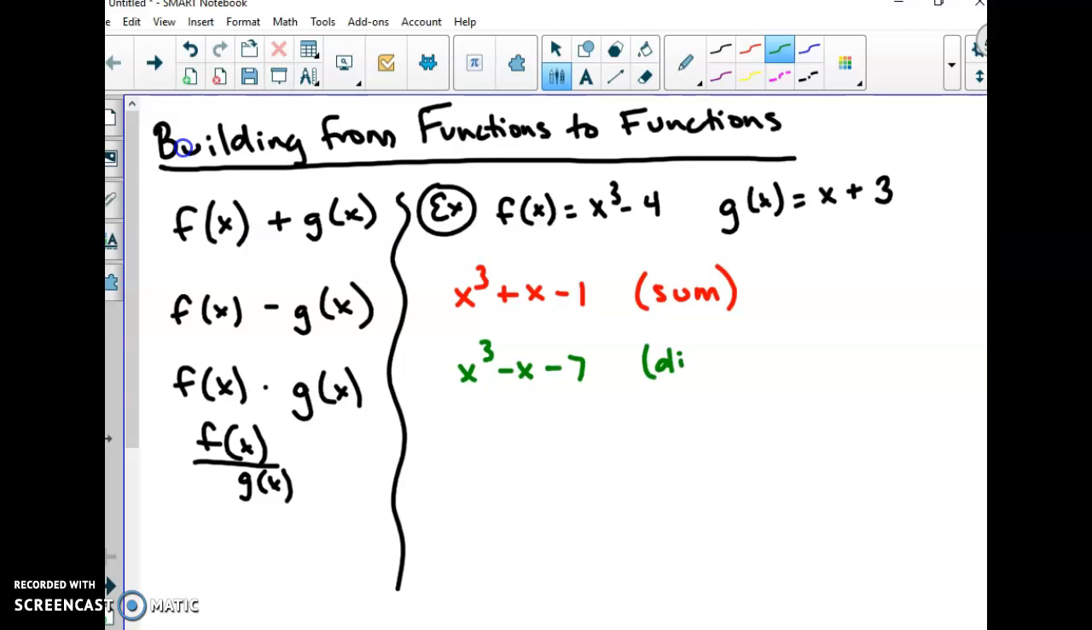This one would be my difference. Again, all I'm doing is combining my like terms with subtraction. Notice on this minus 7, I took negative 4. It's really like a minus in front of all of that, so it's a negative x and a negative 3. Just an FYI there.